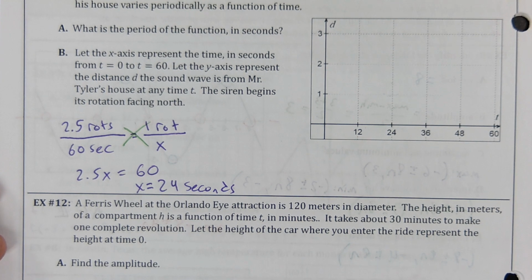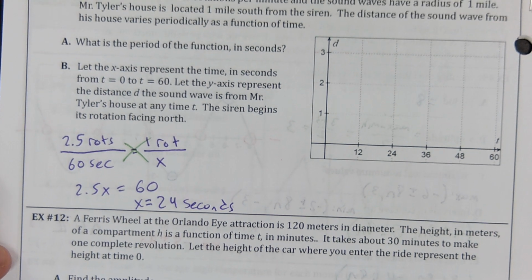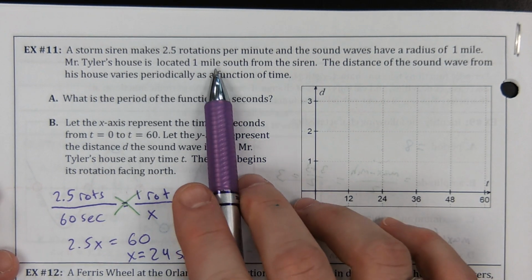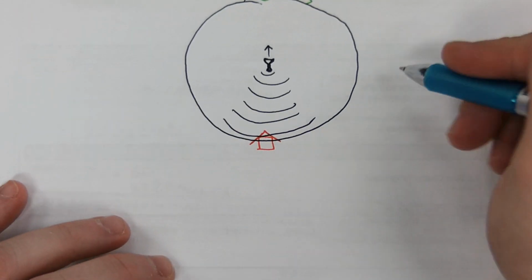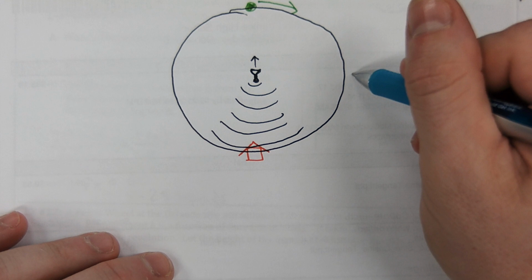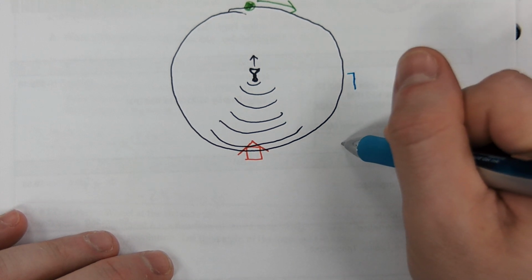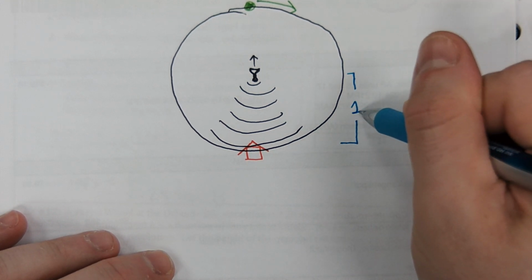Let the x-axis represent time in seconds. We're going to go from 0 to 60. We're going to let the y-axis represent the distance the sound travels. But it's distance from his house. The siren begins its rotation facing north. And remember what it says? He's 1 mile south. So from here to here is 1 mile.